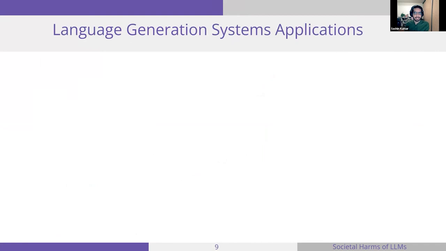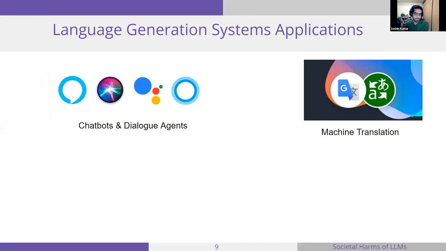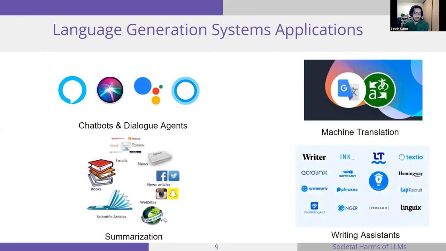Now with the success, these models are already a part of, or will be a part of, many applications in the near future, such as chatbots or dialogue systems, machine translation systems, news summarization systems, and even writing assistants, which include, but are not limited to, applications such as autocomplete, which help a person not, for example, fluent in English, help write long articles in English or other languages.